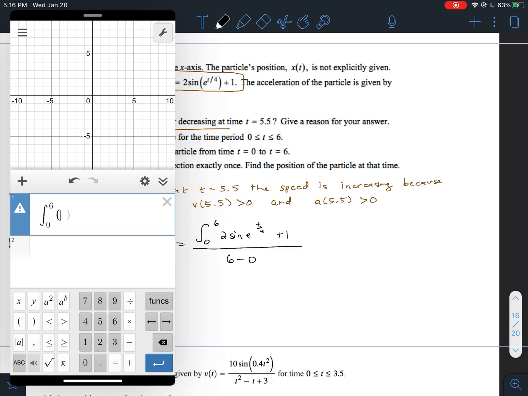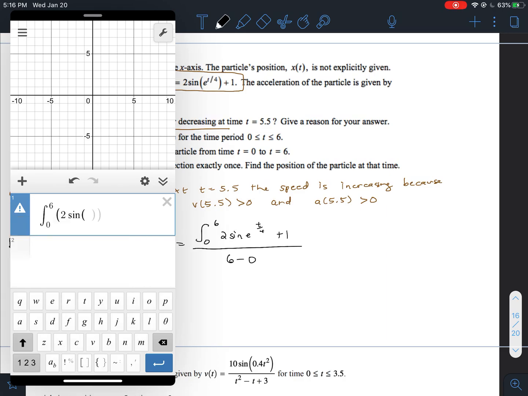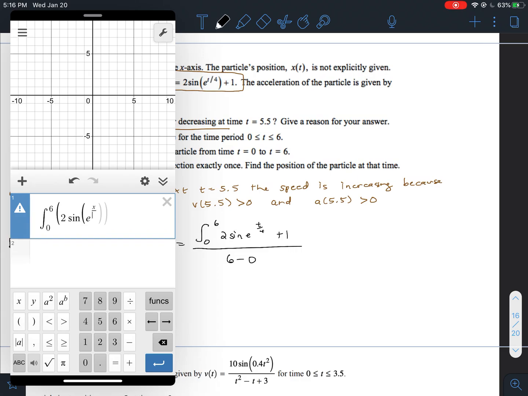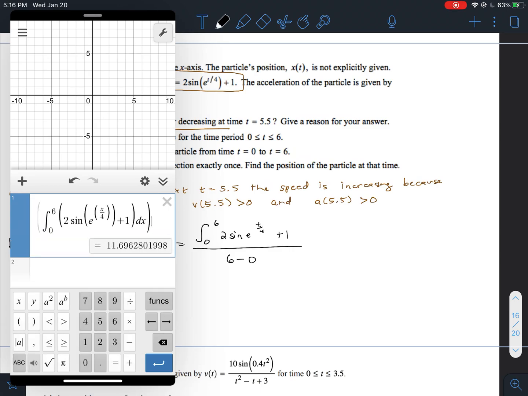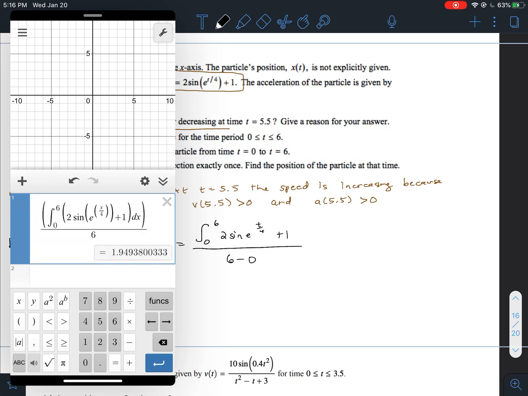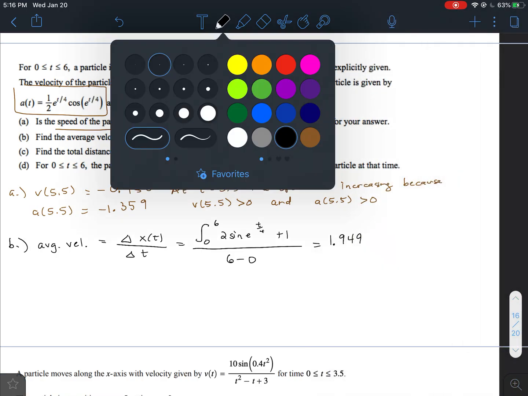And then we are integrating 2 sine e to the x over 4 plus 1, dx. And then we are going to divide that by 6 minus 0, so divide by 6. And so my average velocity is going to be 1.949. And do we have units? Nope. So that's going to be my average velocity, change in displacement over change in time.